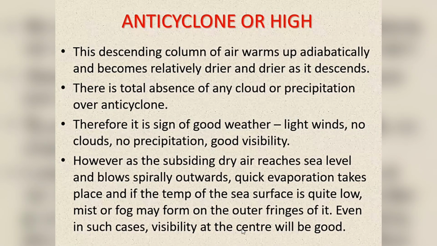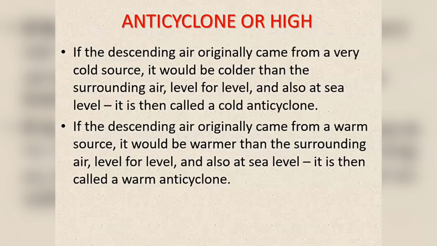And if the descending air originally came from a very cold source, now of course we know that it is again the different air masses where this air is moving. If this descending air is coming from a very colder region, we call it a cold anticyclone, and if the descending air is coming from a warm source as compared to the surrounding air, then we call it a warm anticyclone. So on the anticyclone you got enough to write, enough to understand the anticyclone or cyclone system.